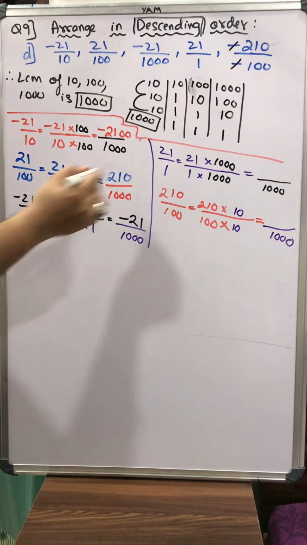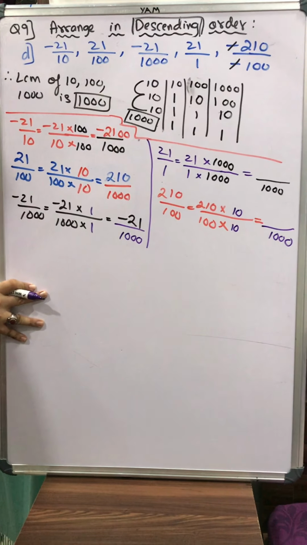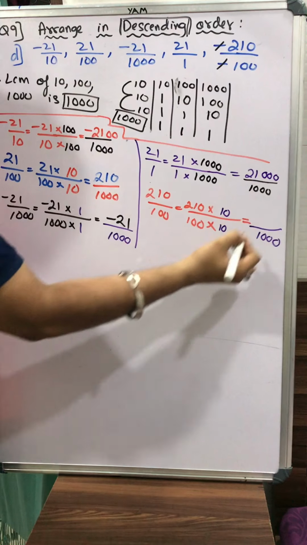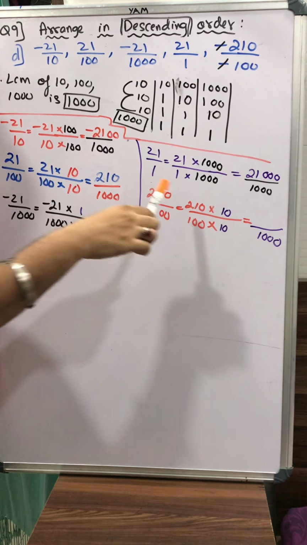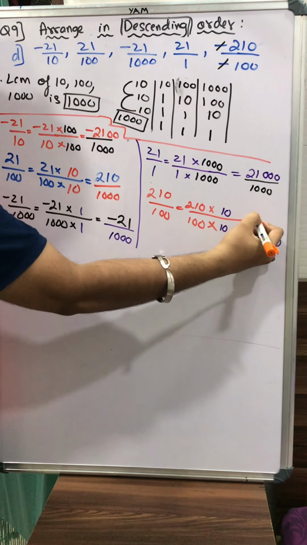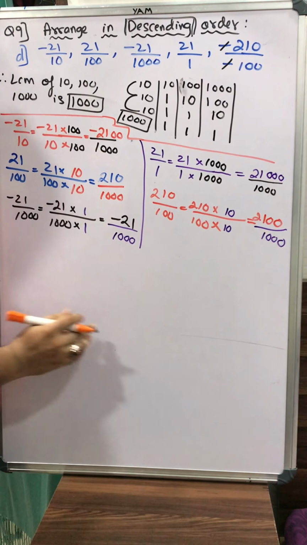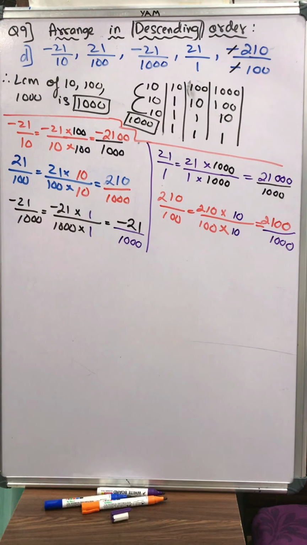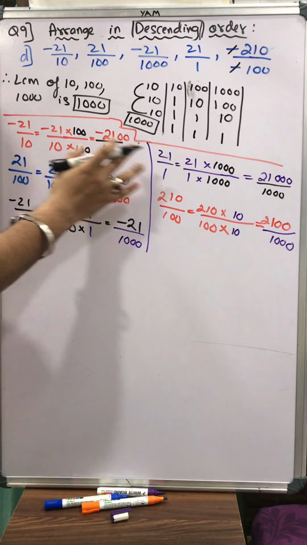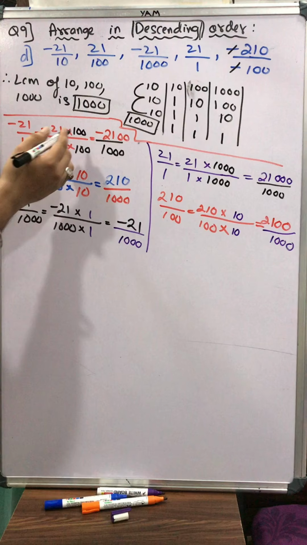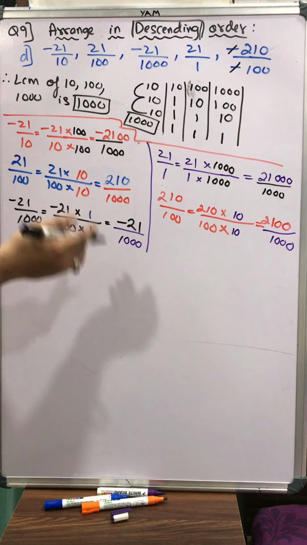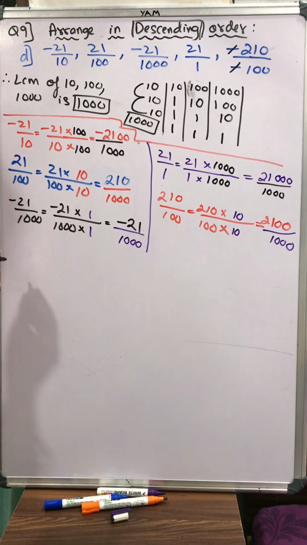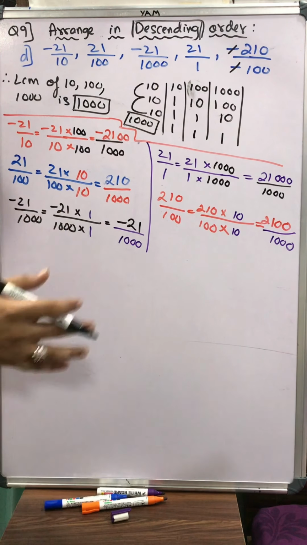Okay, next, I have 21 into 1000. So 21 into 1000 will be 21,000. Okay, and next 210 into 10 is 2100. So students, we achieved our aim that all the denominators are equal, and we also found out the numerators. Now let's check, students, because we need to arrange in descending order. Descending order means from largest to smallest.